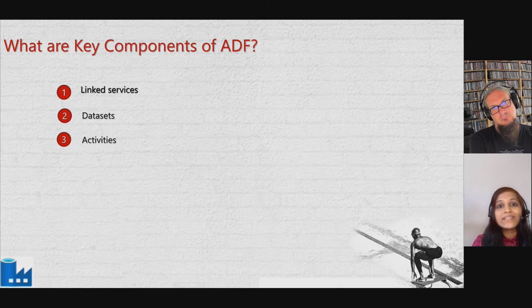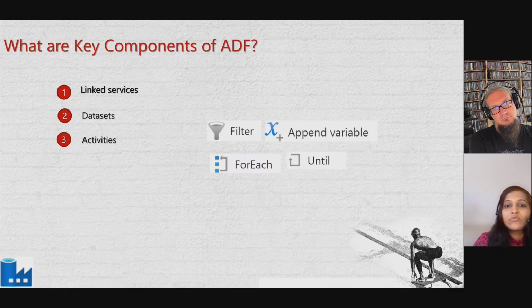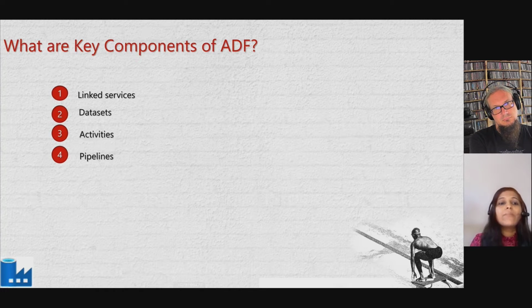So each activity has a specific purpose. It has a copy activity, it has an if condition activity, it has a for each loop activity, and many more. So here are a few examples. Instead of writing code, you just drag and drop these components, which do a specific task, for example, for each loop.